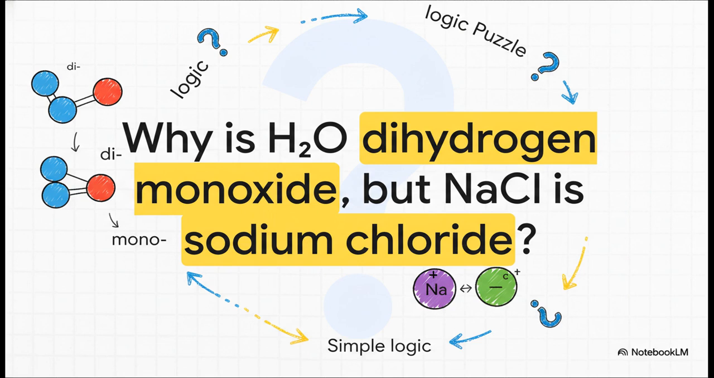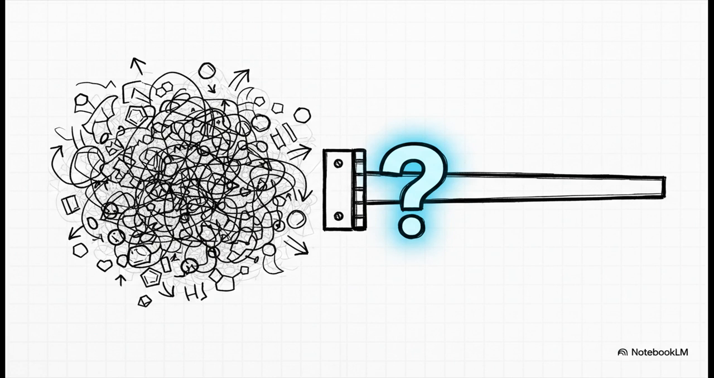I mean, seriously, what's the deal here? How come one name is loaded with prefixes like di and mono, but the other one is so straightforward? It looks totally random. But I promise you, by the end of this, you're going to see the simple, beautiful logic behind all this seeming chaos. And that's really the secret sauce.